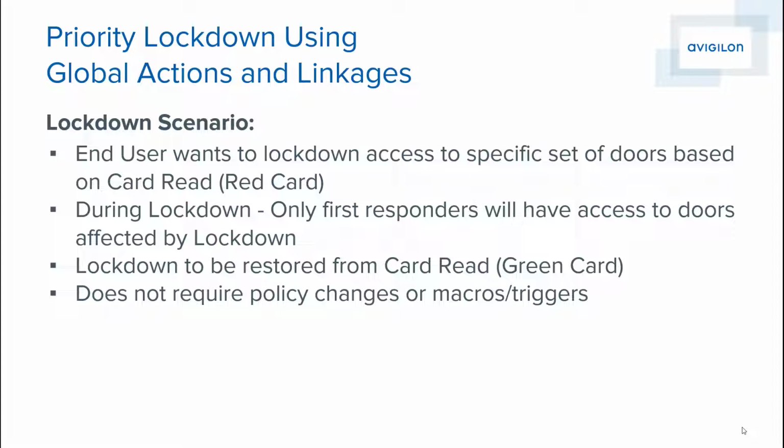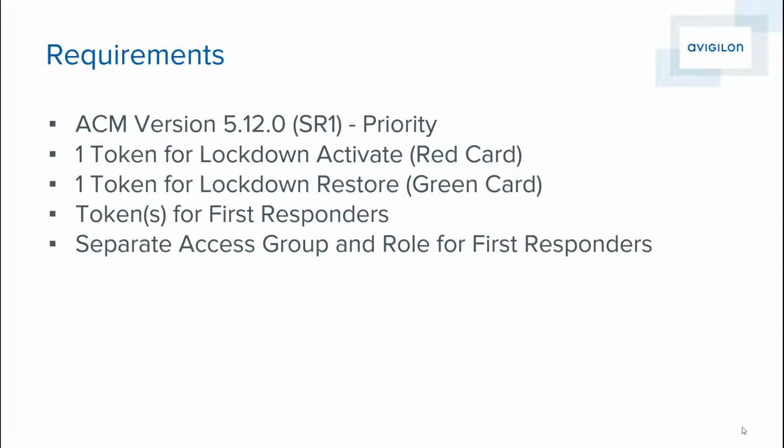The lockdown will be restored from a second card, or card read. We're going to refer to this as our green card. In this scenario, this will not require any policy changes or implementation or utilizing any macros and triggers. We're going to be using only priority global actions and global linkages.